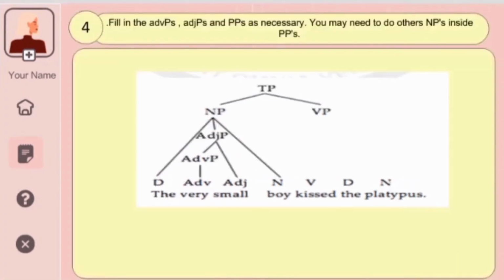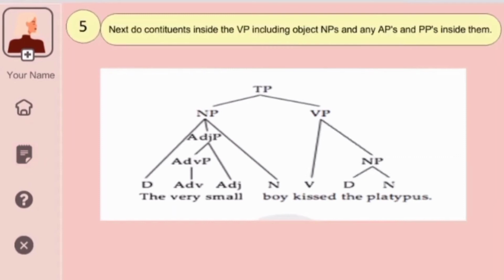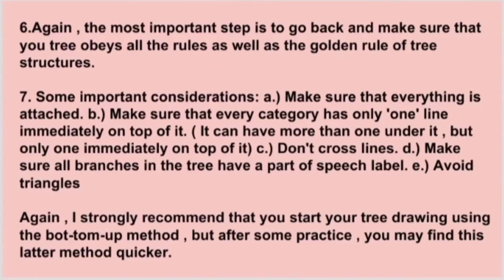Number 4. Fill in the adverb phrases, adjective phrases, and PPs as necessary. You may need to do other NPs inside PPs. Number 5. Next, do constituents inside the VP including object NPs, and any APs and PPs inside them. Number 6. Again, the most important step is to go back and make sure that the tree obeys all the rules, as well as the golden rule of tree structures.